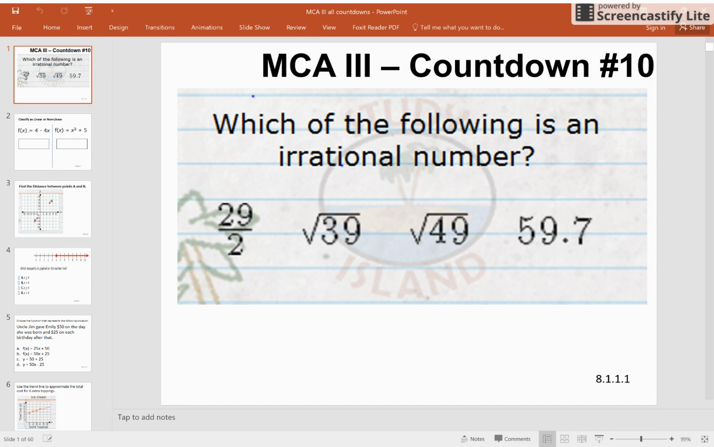And the last one. Use the trend to approximate the total cost for 6 extra toppings. So I have some points in here. I have a trend line. So I'm going to look up here at 6. It's right about there. So I'm going to say it's between $5 and $6, but closer to $6. I'm going to estimate about $5.75. Somewhere in that range. And that is all for the MCA Countdown.